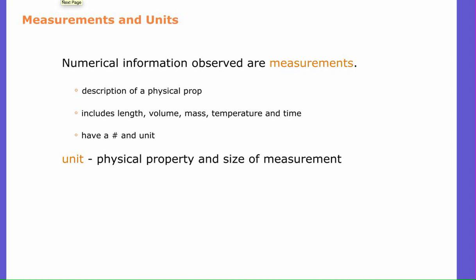Otherwise, we jump right into measurements and units. We were measuring things that first day in class, so this shouldn't be anything new to you either. But just to overview these things, numerical information observed are measurements, right? It's a description of a physical property, right? Physical properties would include length, volume, mass, temperature, time, things that you'd be familiar with.